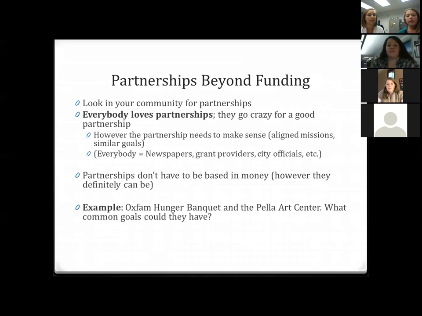These partnerships aren't necessarily based on money. However, they definitely can be. But partnerships help to create a much larger event and get the word out more. You might reach more clients with that. An example I had was an event that I personally hosted with an Oxfam Hunger Banquet.